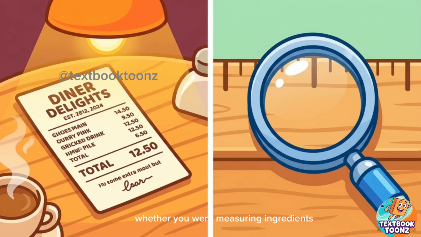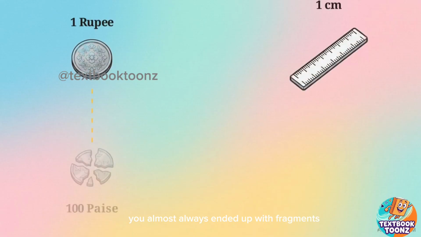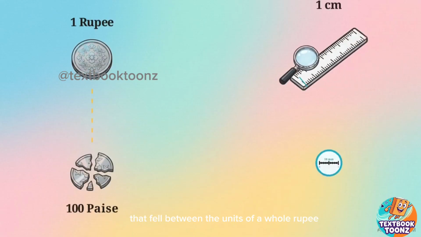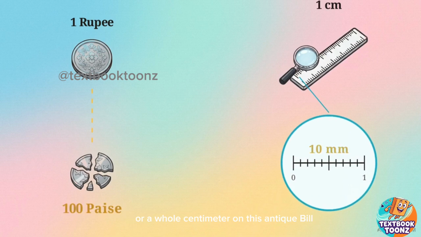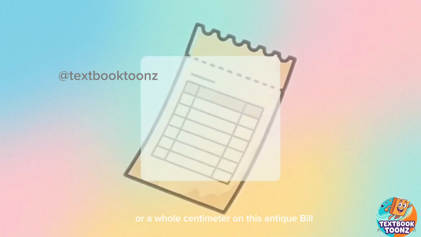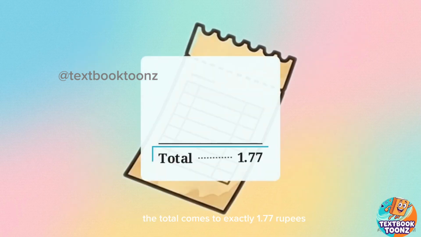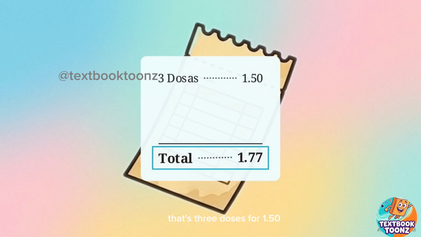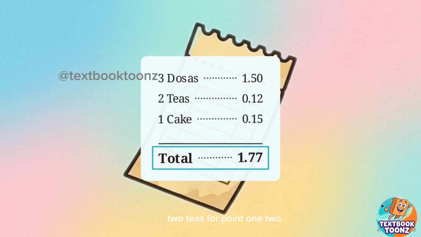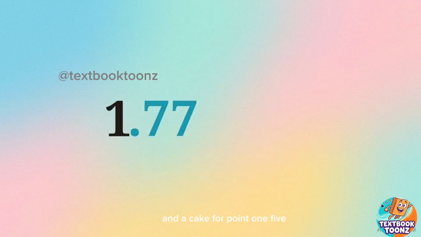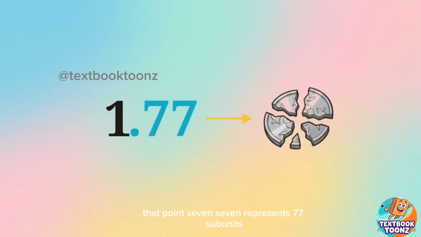Whether you were measuring ingredients or settling a bill, you almost always ended up with fragments that fell between the units of a whole rupee or a whole centimeter. On this antique bill, the total comes to exactly 1.77 rupees. That's 3 doses for 1.50, 2 teas for 0.12, and a cake for 0.15. That 0.77 represents 77 subunits.